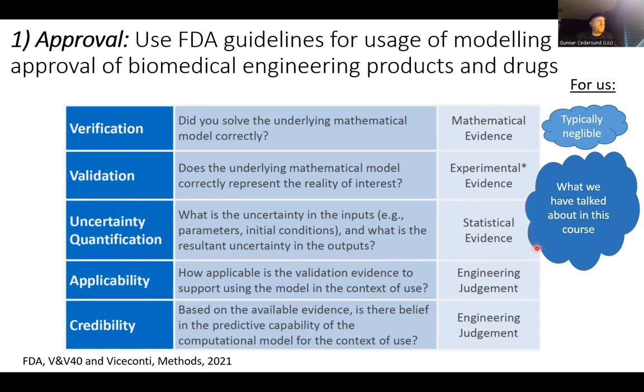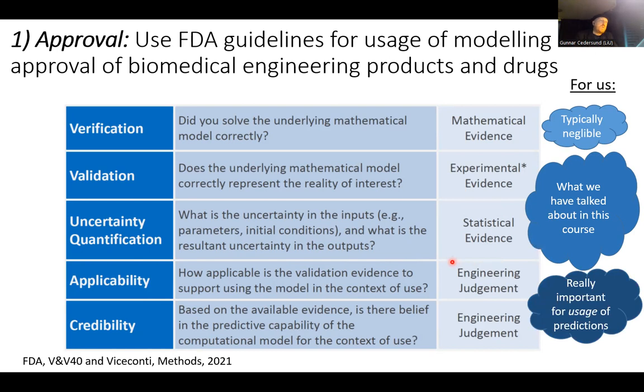So this has been really a cornerstone of the course. And now if you really want to use this, then you also need to look at this validation evidence, the way that you validate the model. Does that really support using the model in the way that you want to use it, in the context that you want to use it? And based on that evidence, but also all of the other evidence that you have, is there any sort of belief in the predictive capability of the model for the context of use?